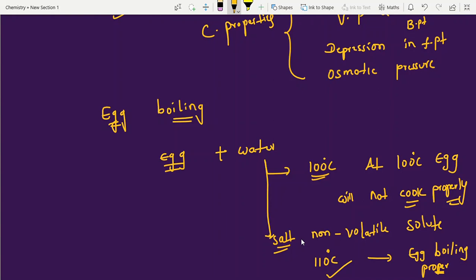Because of the non-volatile solute, the water's boiling point increases. This is the pure liquid, 100 degrees. After adding salt, water plus salt, salt water is nothing but a solution. The solution's boiling point increases. What is the reason? Because of this addition. So finally, the egg cooks properly. Right? Easily understanding, no? Now next, I am going to give formulae.